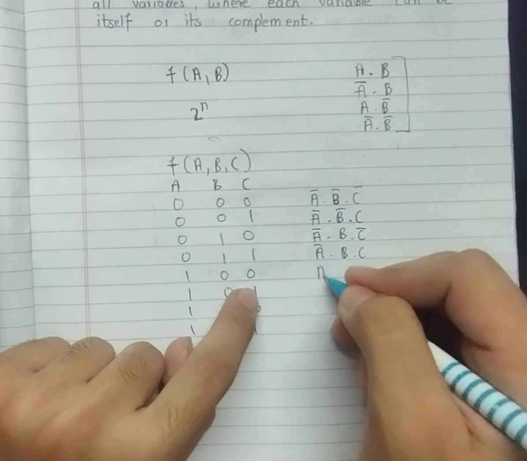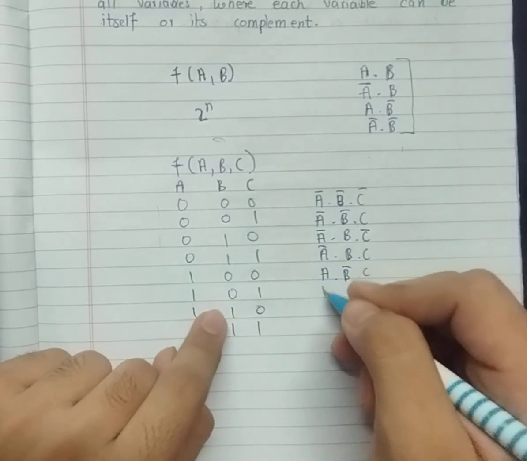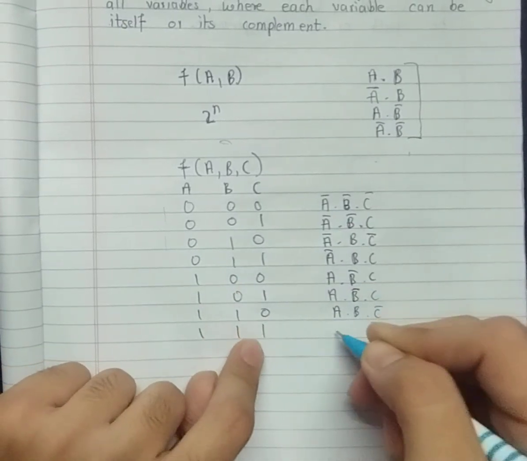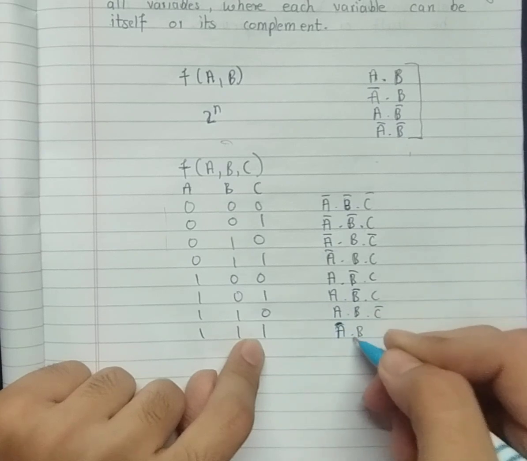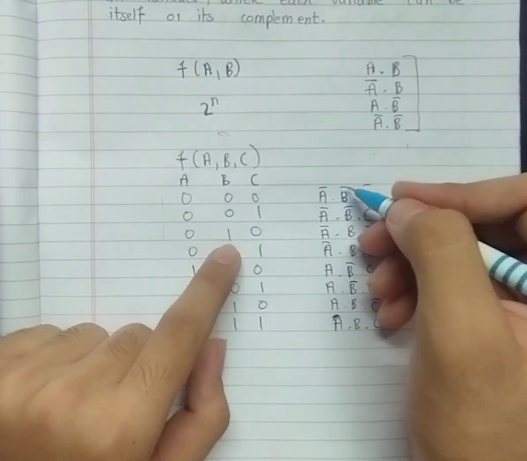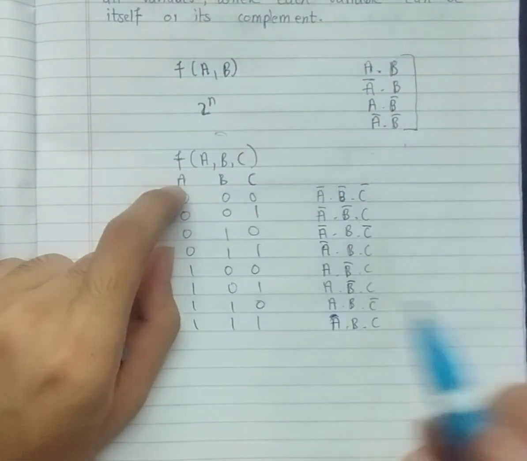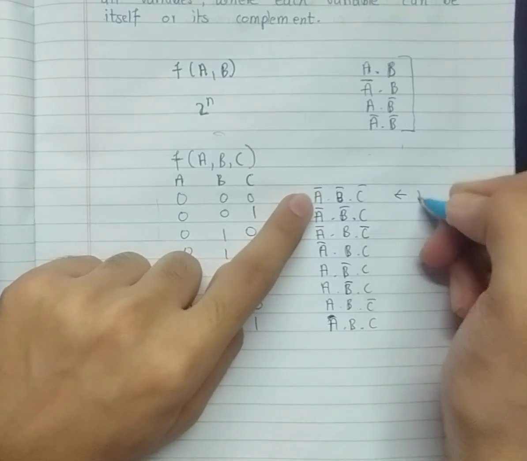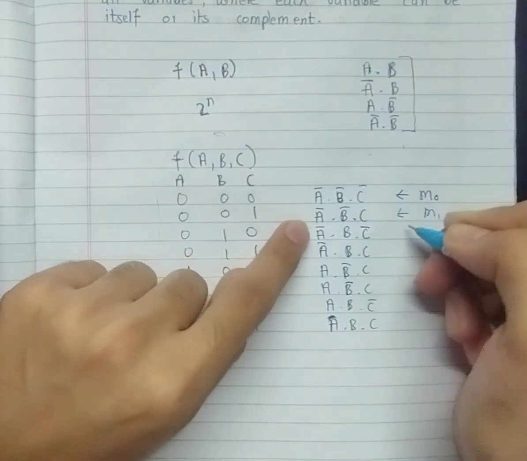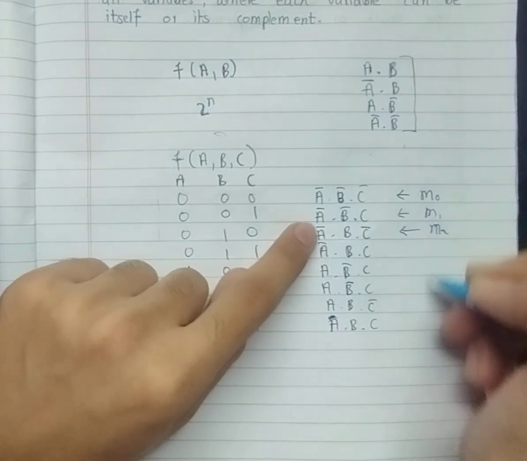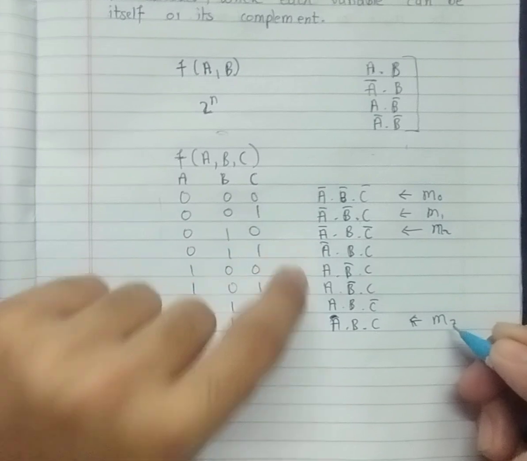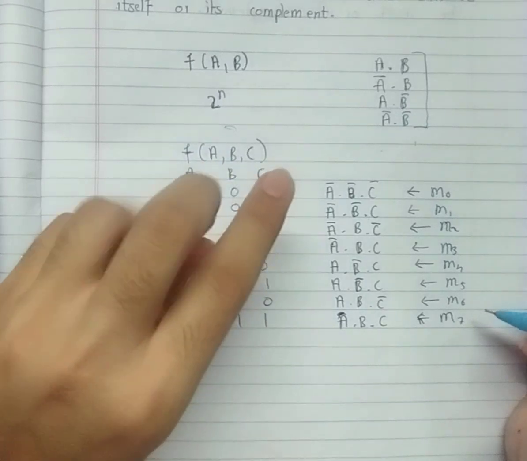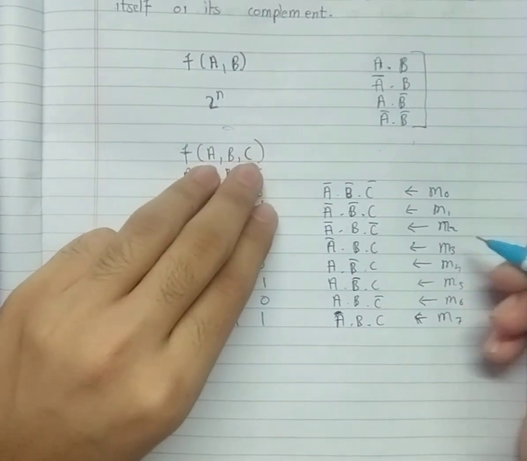For 1 0 0, it will be a dot b complement dot c complement, then a dot b complement dot c, a dot b dot c complement, and a dot b dot c. So these are all the minterms possible for a three variable function. Here we say that the first minterm is called m0, the second minterm is called m1, the third is m2, and so on till m7. So there are 8 minterms possible for a three variable function, and they will be named m0, m1, m2 up to m7.